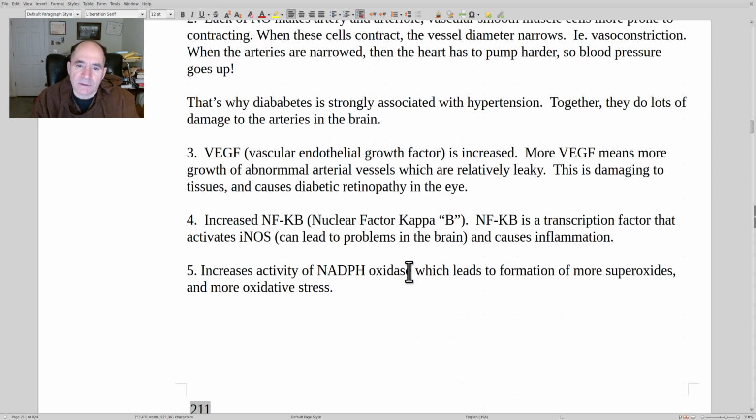Oh, also, the fact that you're blocking nitric oxide is going to cause vasoconstriction. That's going to raise the blood pressure. When you have to pump blood through a constricted system, pressure has to go up to do that.